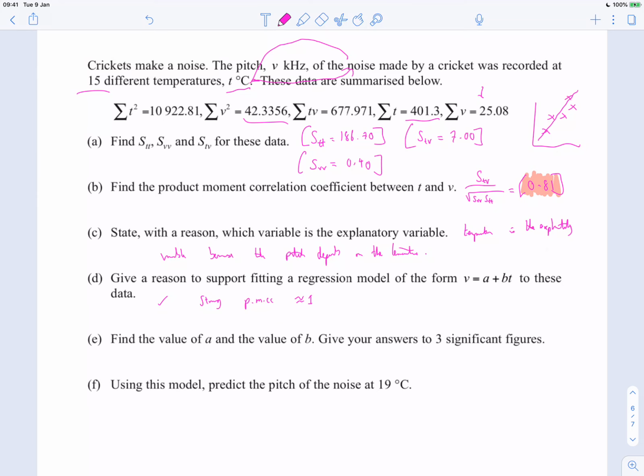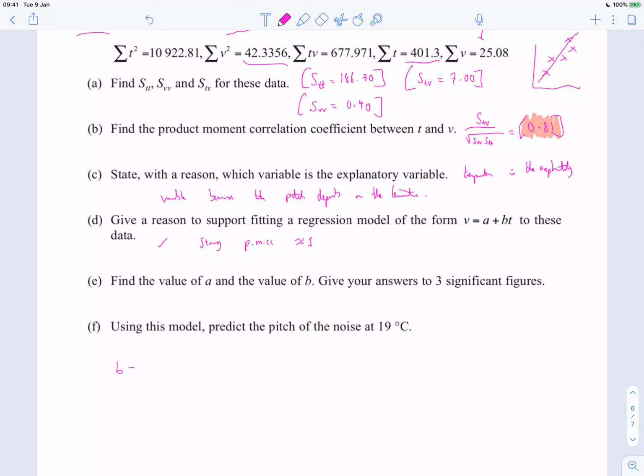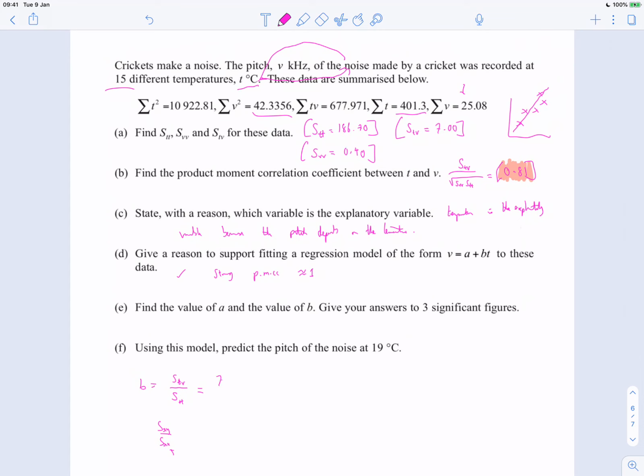Find the value of A and the value of B. Give your answer to 3 sig figs. Right, B is S of TV over... Now, which one was our explanatory variable? It's T, so it'd be S over TT, right? So it's the similar thing to SXY over SXX. X is our explanatory variable, so it'd be STT in this case. So STV we've worked out to be 7.00 over STT, which we've worked out to be 186.7. So that's fairly easy to do. That's 7 over 186.7. So that's going to be 0.037 to 3 sig figs.